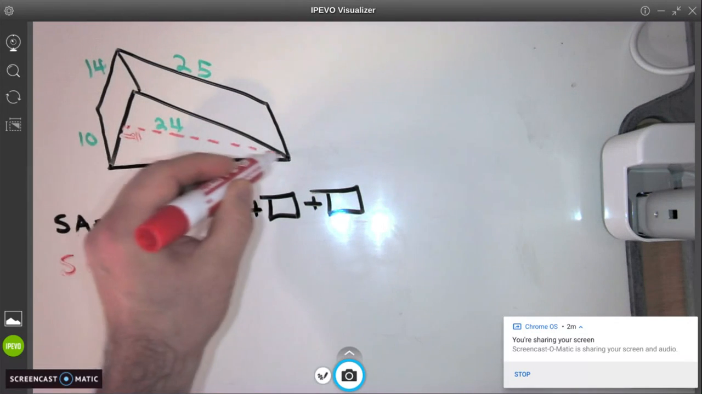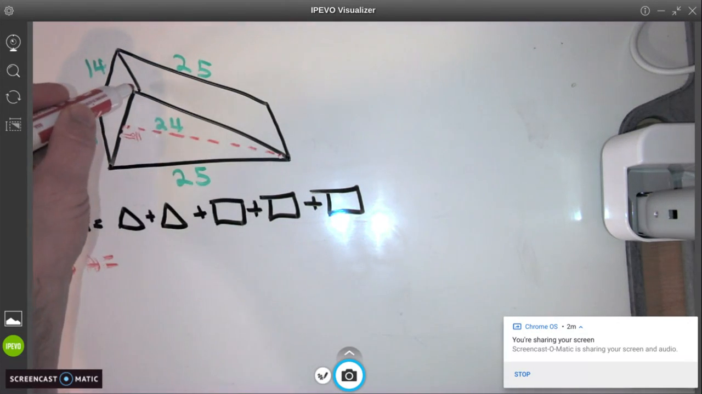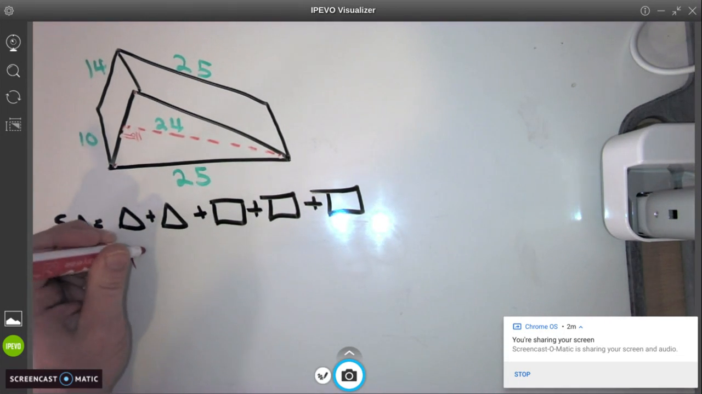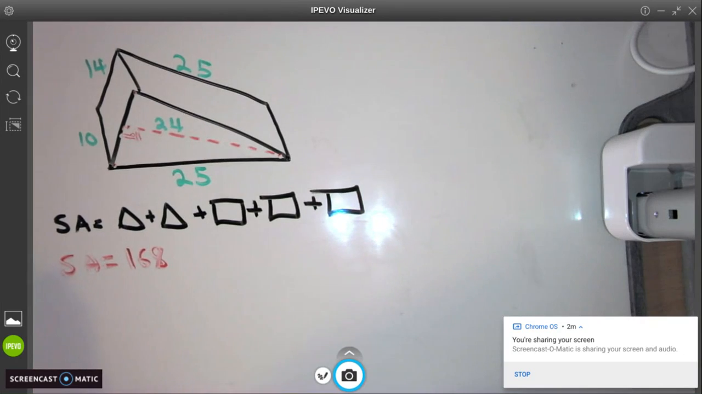So from here to here is 24, right? From here to here is going to be 14. So I'm going to do 24 times 14, which is 336. Then I'm going to divide that by 2, and what I'm going to get is 168. So 168 is the area of one triangle. That's the area of this front triangle here.